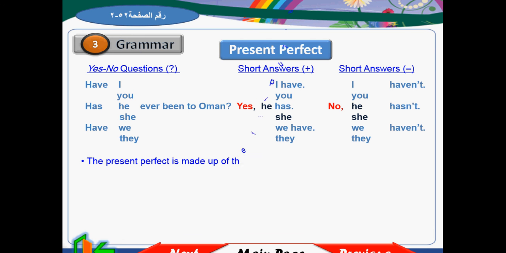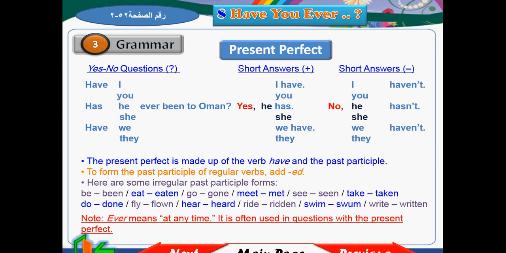Look at this part. Here we have to talk about something important, which is the difference between the regular verbs and the irregular verbs. As you know, the regular verbs are the verbs that have ed, like watched, washed, visited, and so on. But the irregular verbs, you have to memorize them well.